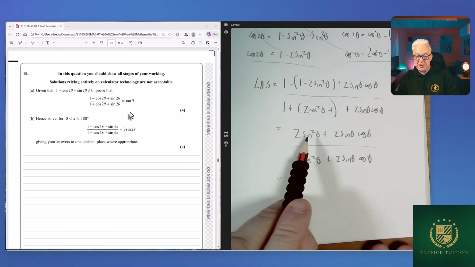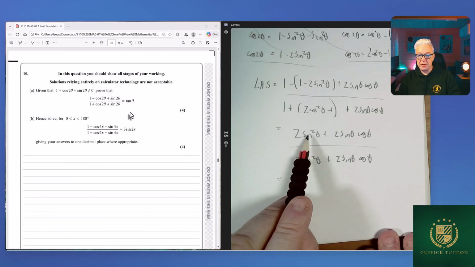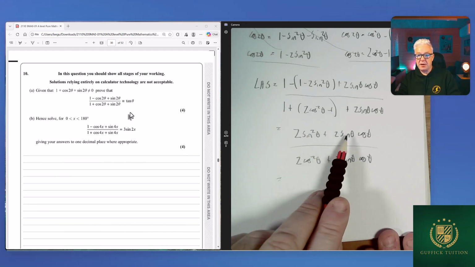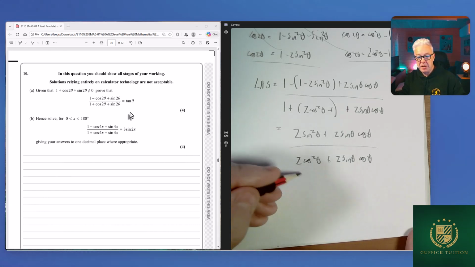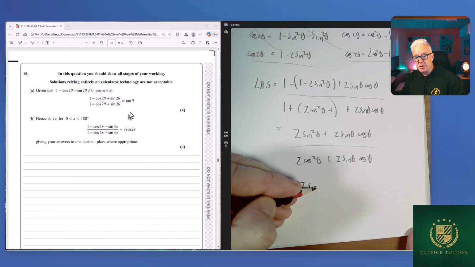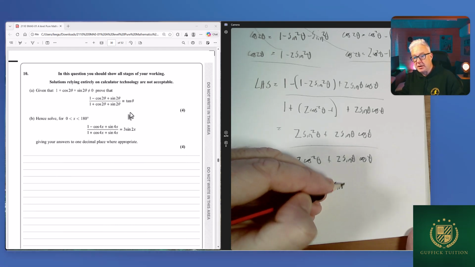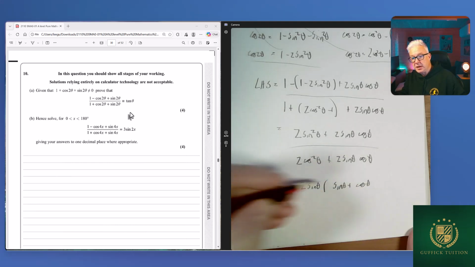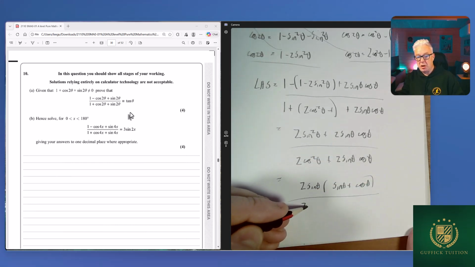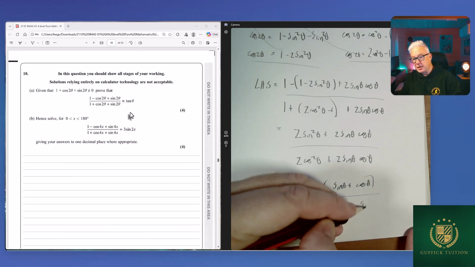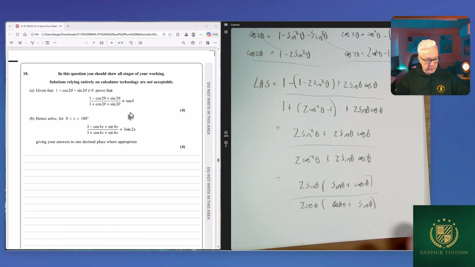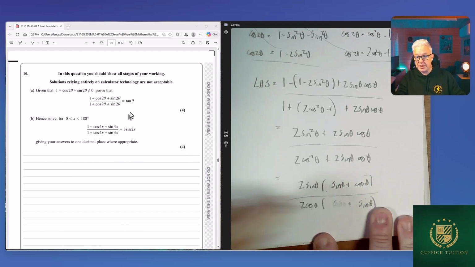In the numerator, we can certainly take out a factor of 2 lots of sine theta, because there's a sine there, and a 2 there, and a 2 there. And in the denominator, we can certainly take out 2 cos theta. So let's do that. That gives me 2 sine theta, open brackets, sine theta add cos theta, divided by 2 cos theta, open brackets, cos theta add sine theta, like so.